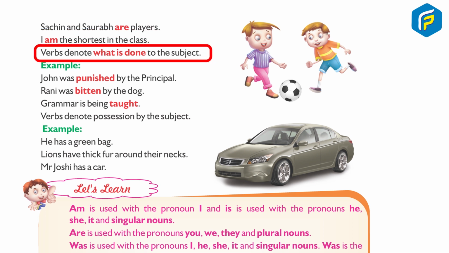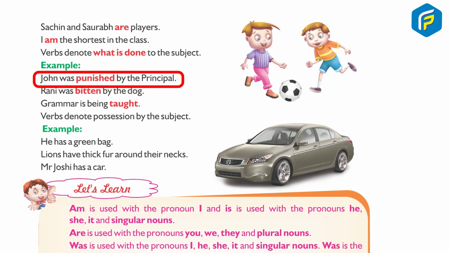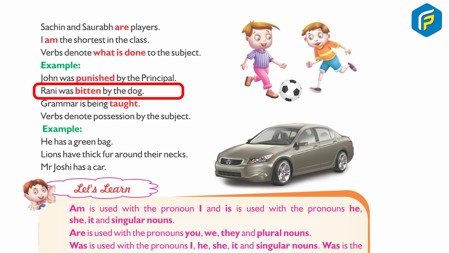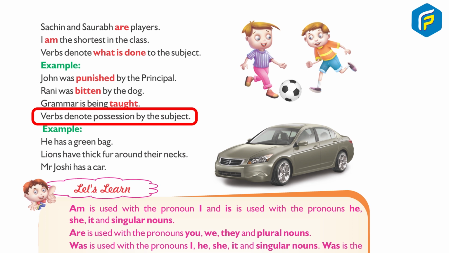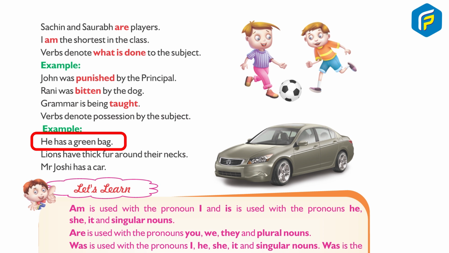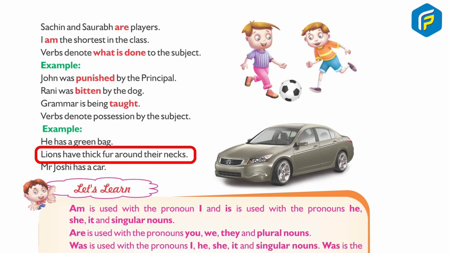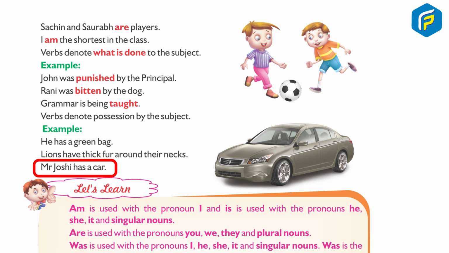Verbs denote what is done to the subject. Example: John was punished by the principal. Rani was bitten by the dog. Grammar is being taught. Verbs denote possession by the subject. Example: He has a green bag. Lions have thick fur around their neck. Mr. Joshi has a car.